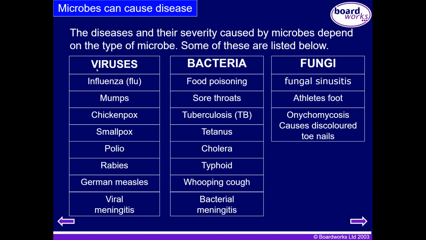So viruses, for example: influenza, mumps, chickenpox, smallpox, polio, etc. COVID as well is a type of virus. Bacteria: food poisoning, sore throats, tuberculosis, tetanus, cholera, typhoid, whooping cough, meningitis. Again, lots of examples. And then fungi: fungal sinusitis, athlete's foot, and a few more examples there as well. So overall, we have lots of examples and we usually have to protect ourselves so we don't get infected. So we have things like immunizations and vaccines, which we will look at later.